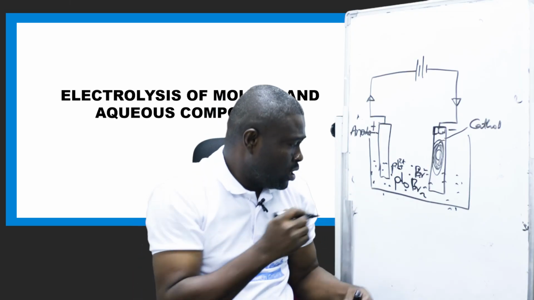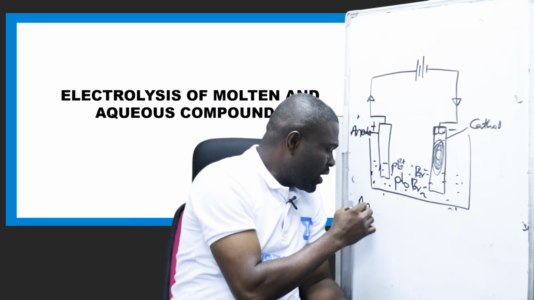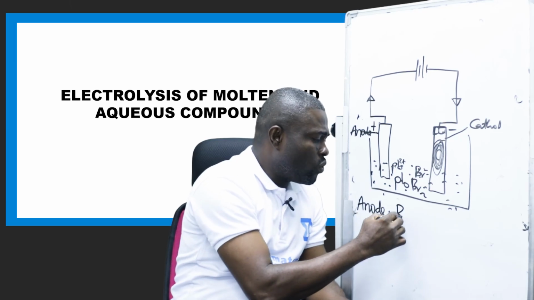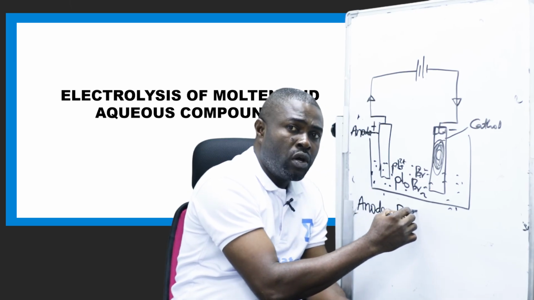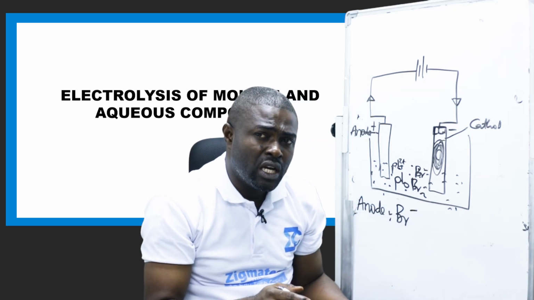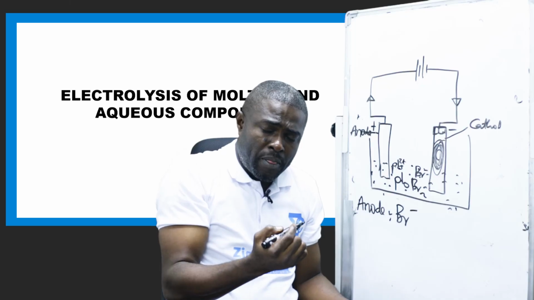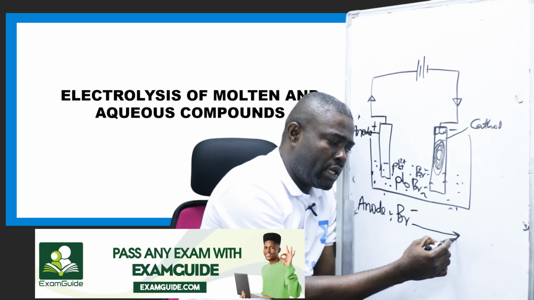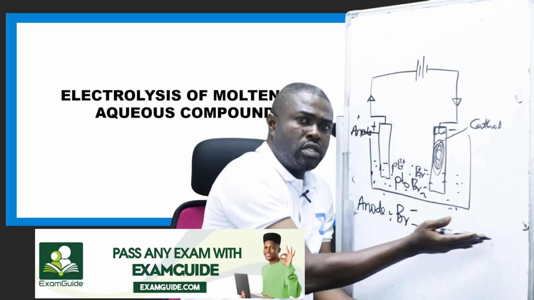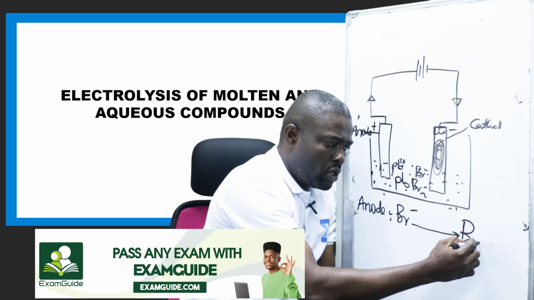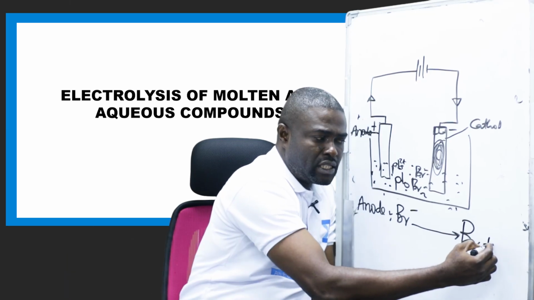Bromide ion. The reaction taking place at the anode involves the bromide ion, which is Br minus. What happens there is the opposite of what happens at the cathode. At the cathode, there is addition of electrons, but at the anode, there will be loss of electrons. Look at the arrow here now. The bromide ion loses an electron to give us ordinary bromine. Where is that electron? You now add it here.